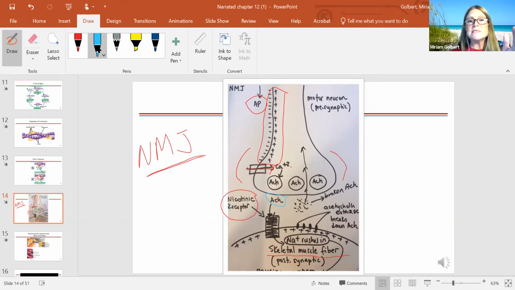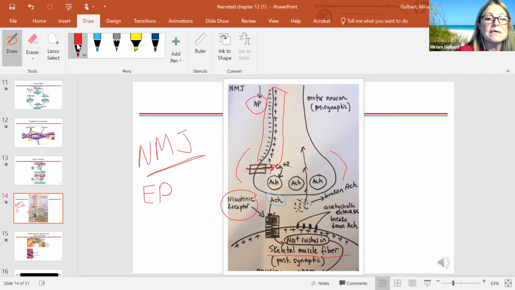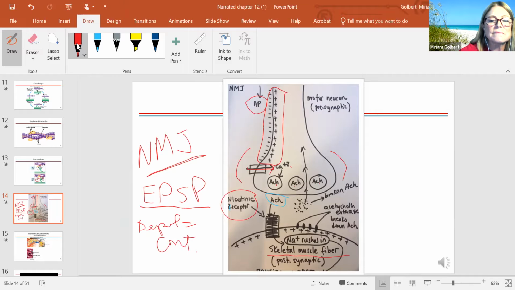When a presynaptic creates a depolarization on the postsynaptic, how do we call that potential? I help you with this. EPSP. Yay, excitatory postsynaptic potential. We want to create that on the skeletal muscle fiber because that's going to cause contraction, right? So we know now that depolarization is going to create contraction. It's an excitatory event, right?